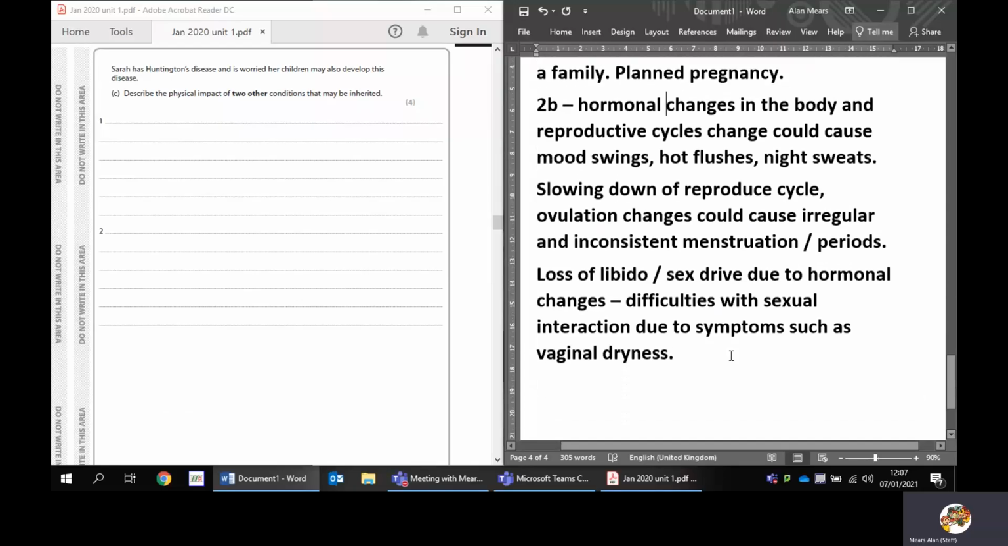So let's move on to our next question. So it's come back to Sarah. Sarah has Huntington's disease and is worried her children may also develop this disease. Describe the physical impact of 2 other conditions that may be inherited. So this is coming back to B1, B2 in the teaching material. So obviously, we're on 2C, aren't we? So obviously, Huntington's disease.